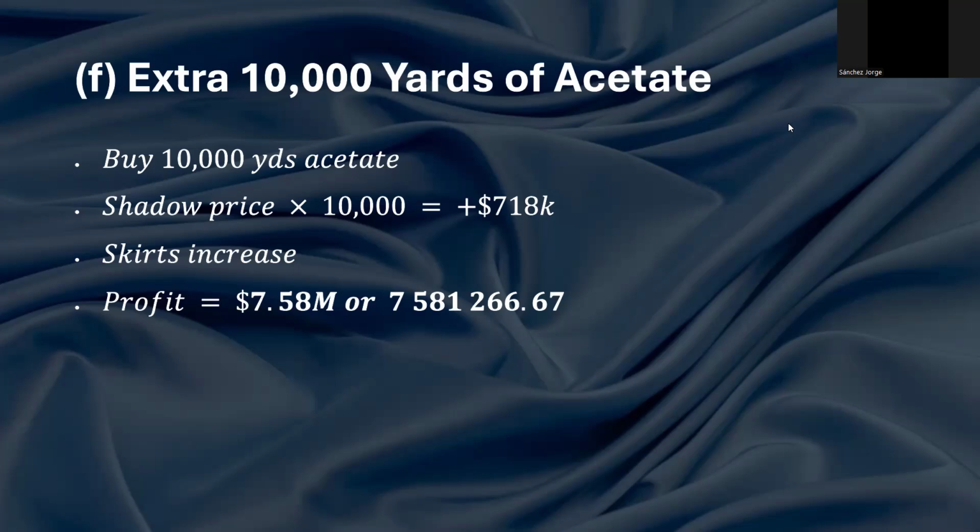Basically, it gives us 7.58 million dollars, or $7,581,266.67 if we want to be more precise. So I think it's a great decision to buy 10,000 yards of extra acetate, because as we can see, our final profit goes up instead of going down.